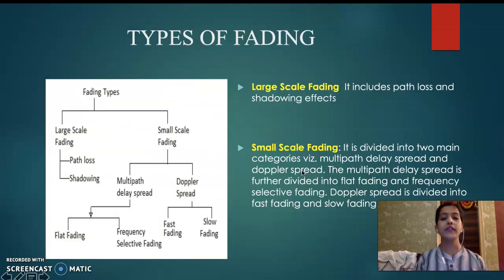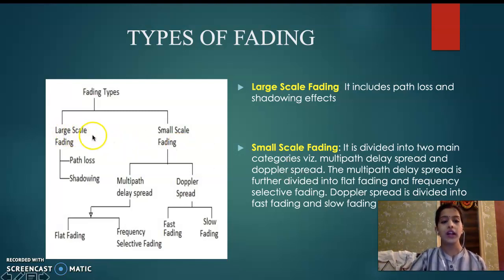Now we will see the types of fading. There are two types of fading. First one is large scale fading and second one is small scale fading. In large scale fading, the signal power will attenuate or fluctuate over a large span of time. And in small scale fading, the signal or power will fluctuate or attenuate within a small period of time.